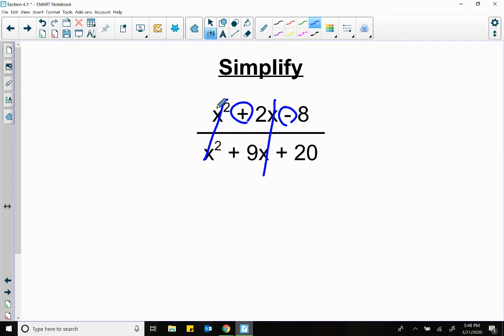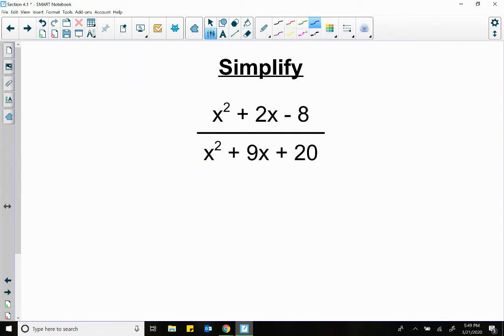If I want to take out x squared plus 2x minus 8, I got to have an x squared plus 2x minus 8 down here on the bottom. And vice versa. If I want to take out the x squared plus 9x plus 20, I got to have an x squared plus 9x plus 20 up at the top to take it all out. It's a family. If you're going to take out a family, you got to take them all out.